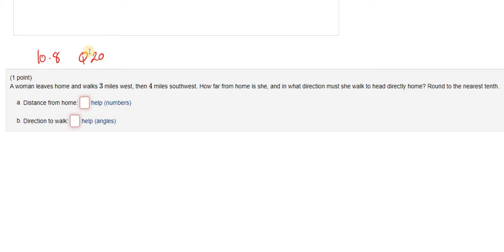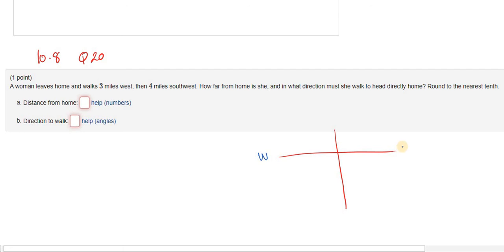Now, first I'm going to just try to draw it. This woman walks 3, so this is west, this is east, this is north, and this is south. She walks 3 miles west, so 3 miles in this direction. And then from here, I'm going to draw another axis, and then I'm going to draw 4 miles southwest. Southwest is in this direction, so this is 4 miles.